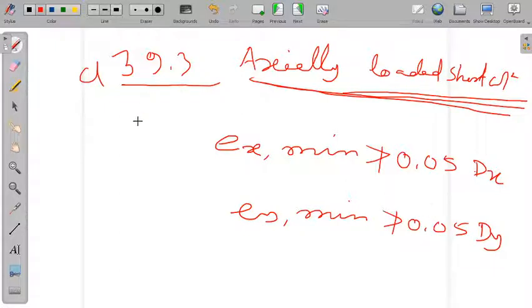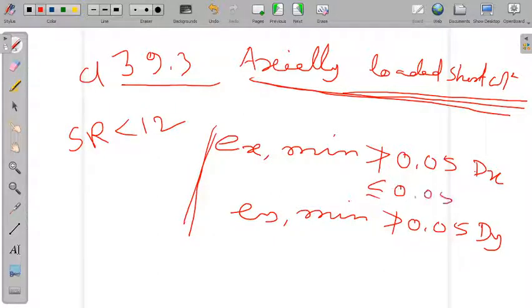First of all, we have to see that the slenderness ratio is less than 12 in both directions. Then we have to see the eccentricity. The eccentricity should not exceed this value, that is, less than or equal to 0.05 dx, or less than or equal to 0.05 dy. In that case, we can go for design of an axially loaded short column. Otherwise, we cannot. If these two conditions are not met, we cannot go for design of an axially loaded short column.